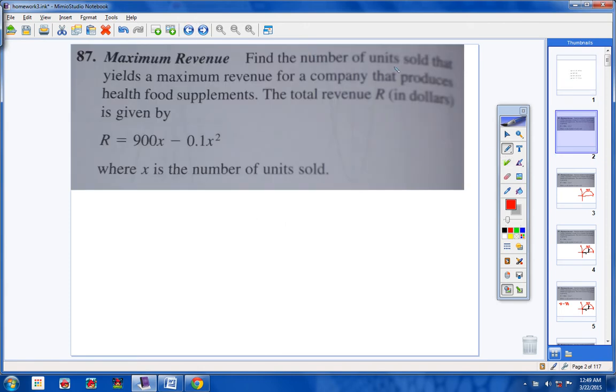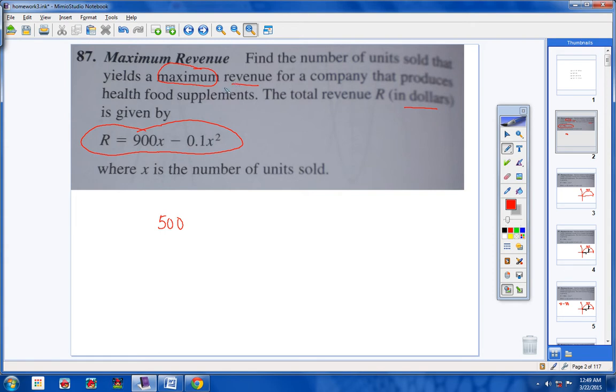Find the number of units sold that yields a maximum revenue for a company that produces health food supplements. Now they give us a model. Revenue R is given by this formula, or this function, when X is the number of units sold. Do you not see what this does for you? I can tell you, you sold 500 units. You put 500 in for X, and out will pop the revenue that you made in dollars, okay? Alright, so they want us to find the maximum revenue.